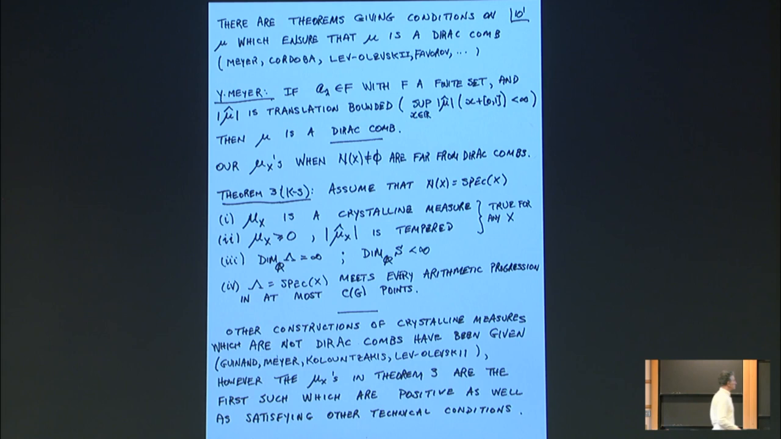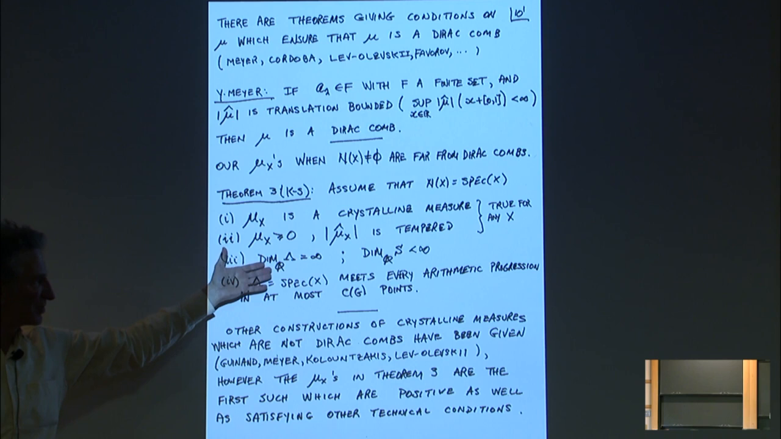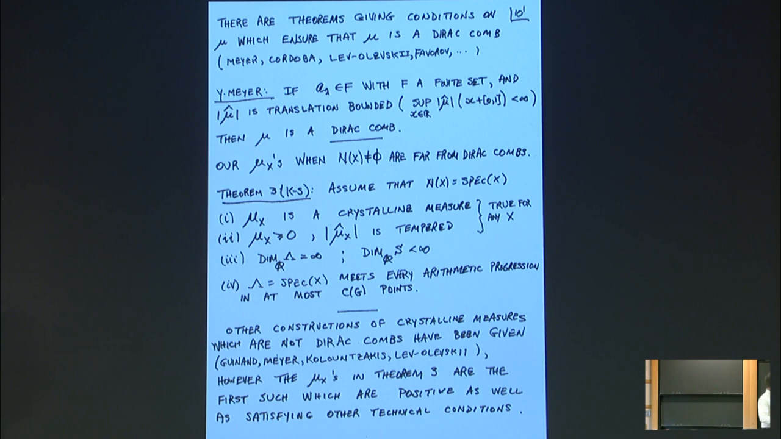Notice this feature, which the prime numbers don't have, the absolute value is tempered. And that is something that's often put in the definition of a crystalline measure in some literature. So these measures are very far from Dirac combs, as they call them, because the dimension's infinite, there are no progressions in the general case. We can make them idempotent, most importantly, positive, so you can do all these things.